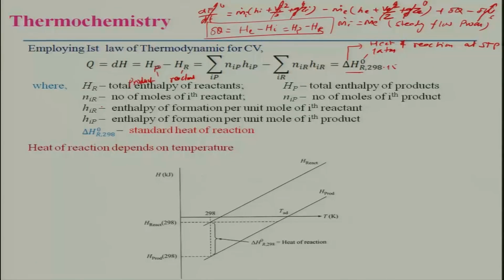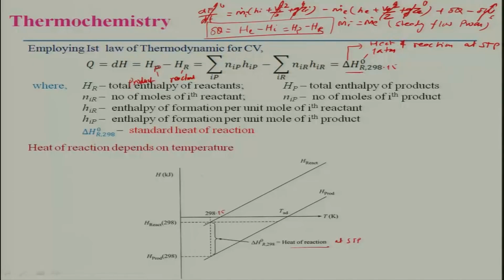But the heat of reaction at standard state will be basically at 298.15 Kelvin. So if you look at this, this is your enthalpy of the product, right, and the enthalpy of reactant is higher. So therefore the enthalpy of product minus the enthalpy of reactant will be negative, therefore it is an exothermic reaction, and this difference is basically the heat of reaction at STP.